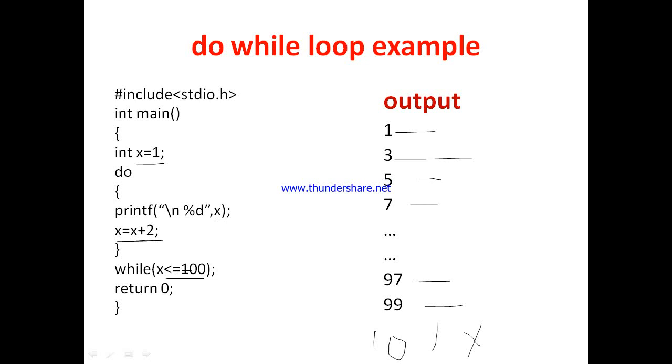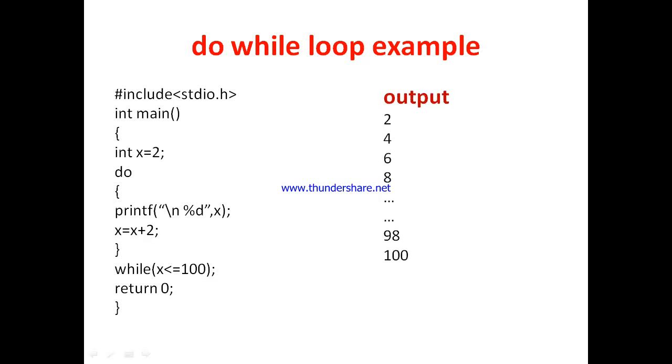Okay, now this is the example of odd numbers. Now let us see the last example, the program for printing the even numbers from 1 to 100 by using a do while loop. So here I have declared x and initialized it with 2.